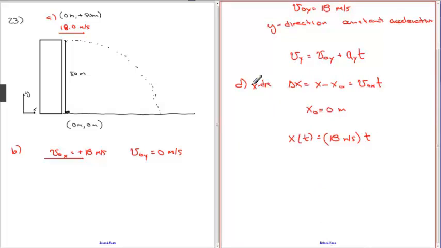In the y direction, what we have is delta y is equal to v0y times t plus 1/2 ay t squared.